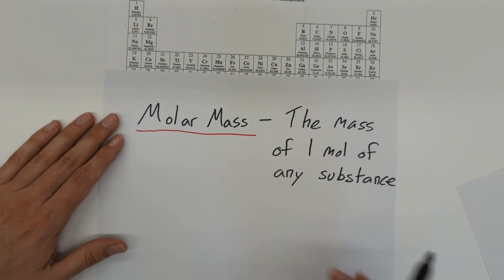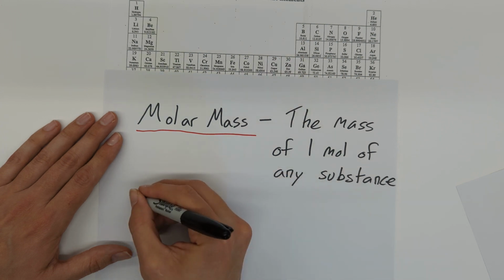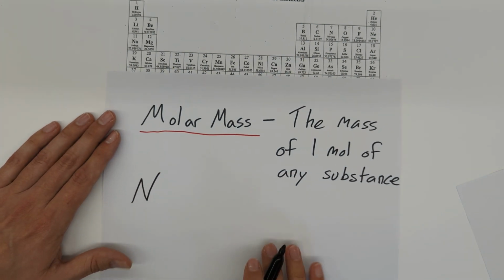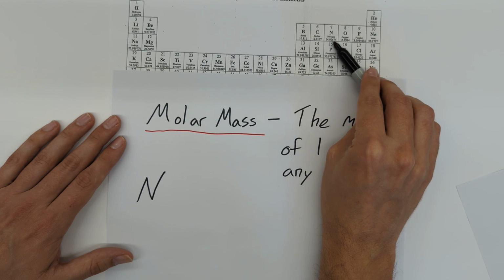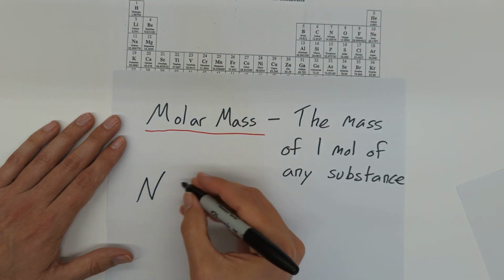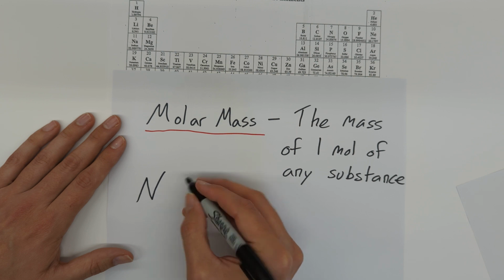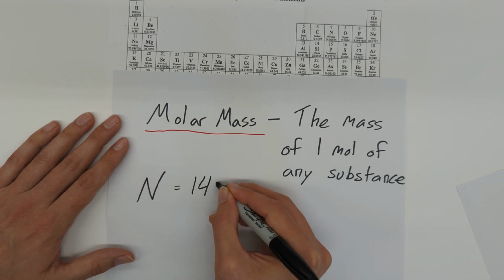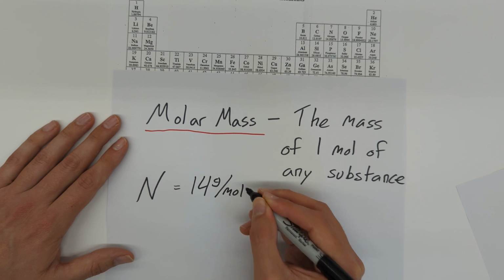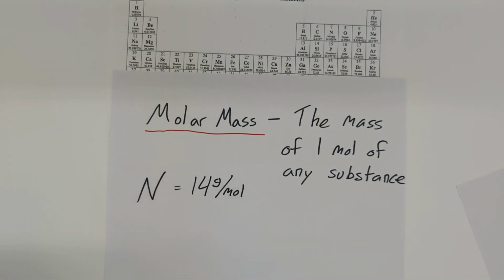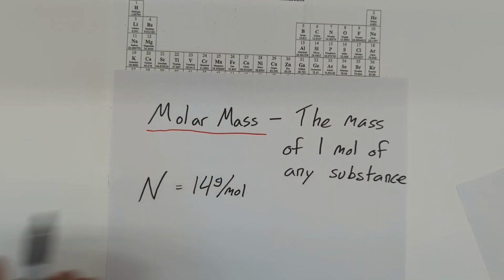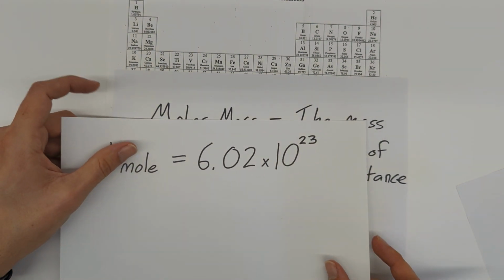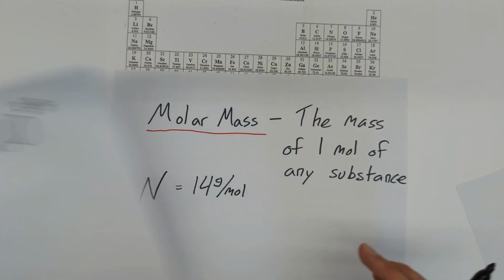We could just take an element like nitrogen. So nitrogen would be N, and we would have to find it on the periodic table. And the molar mass is exactly what we see down here. So the molar mass of nitrogen is about 14 grams per mole. That means if I had 14 grams of nitrogen atoms, that would be 1 mole, or 6.02 times 10 to the 23rd atoms of nitrogen.